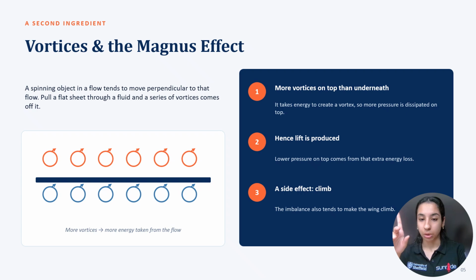There is a side effect though. The imbalance also tends to make the wing climb. So when I say the wing climbs, the angle increases. So if this is the wing, the angle increases when you got that type of vortices. So vortices are only good when the vortices on top of the wing are much more than on the bottom.